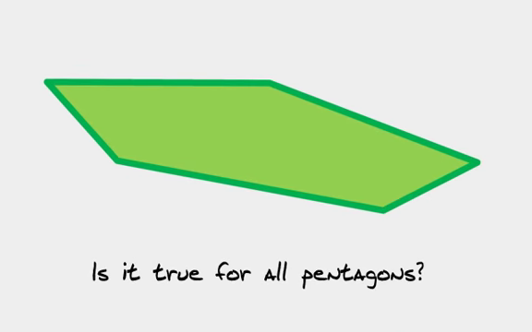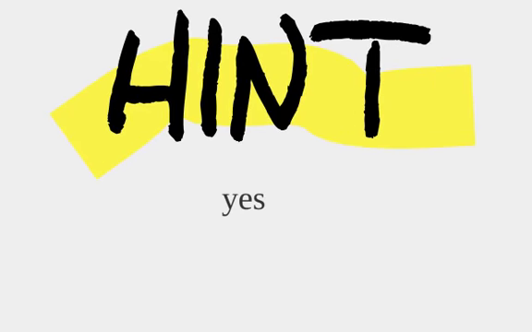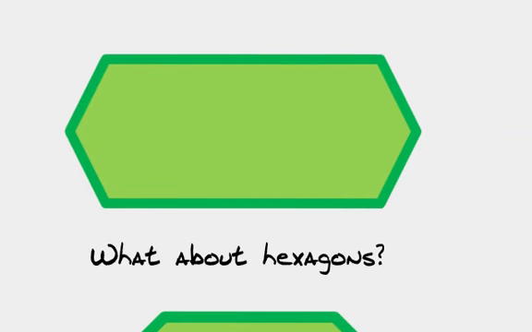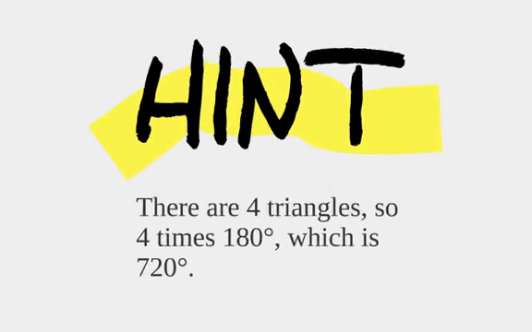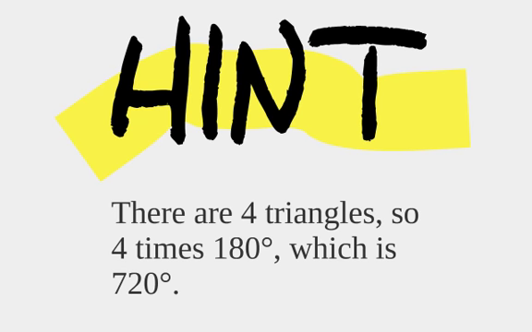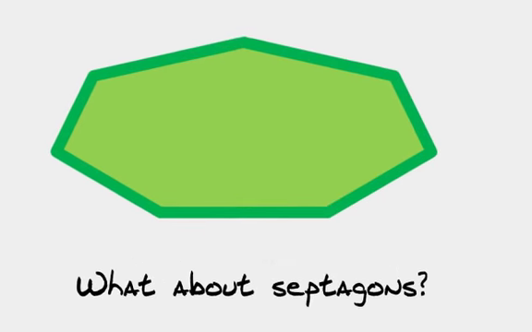Is that true for all pentagons? What about this one? Can you break it down into the least amount of triangles? Yeah, this one would also be 540 because it would be 3 triangles. What about hexagons? How many triangles can you create in this hexagon? Remember, you're looking at the least amount of triangles. Well, here you'll get 4 triangles. 4 times 180 is 720. So in a hexagon, there's 720 degrees.